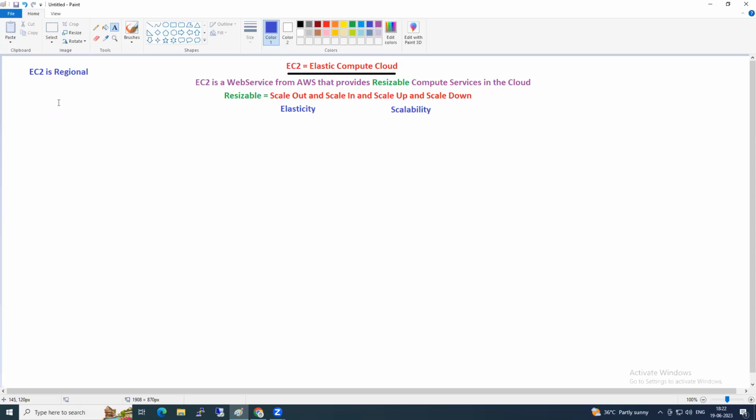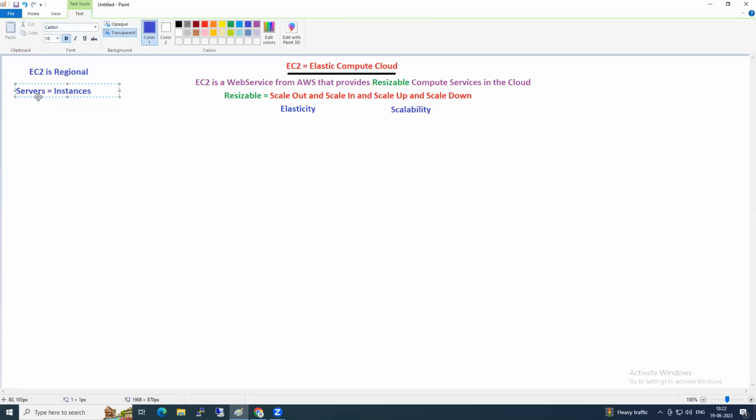So EC2 is regional. And what are servers called here? Instances. Very good. Servers are called instances.